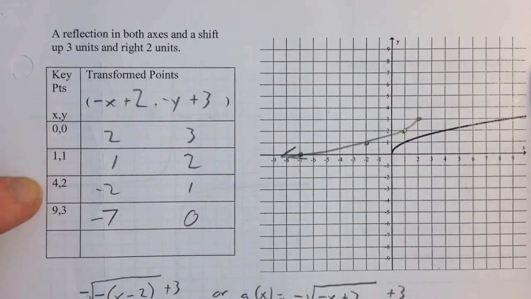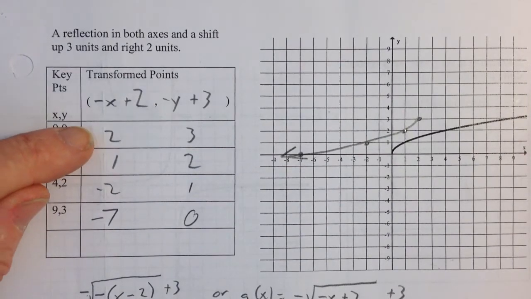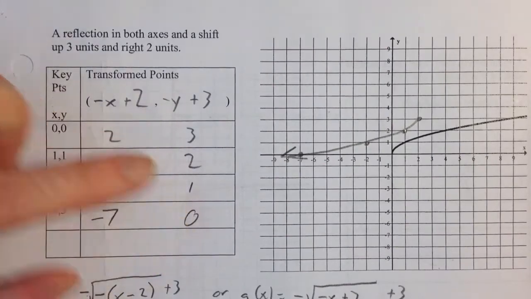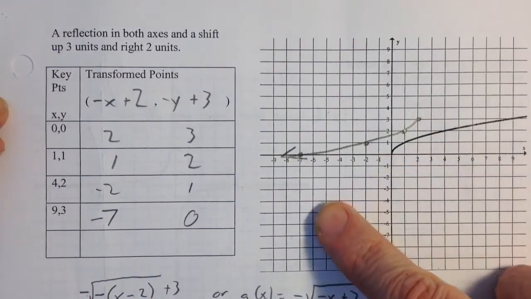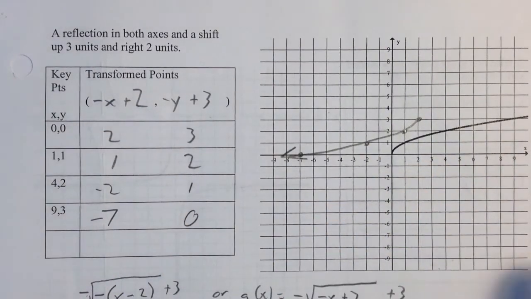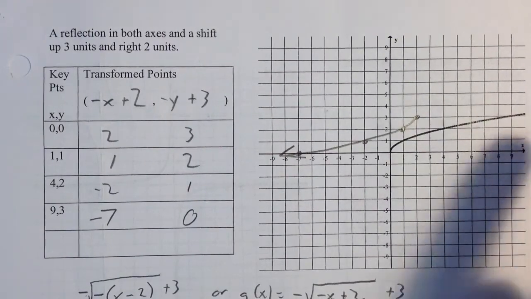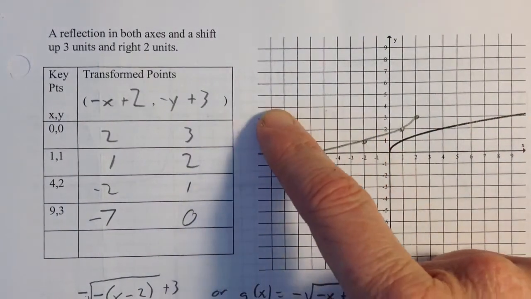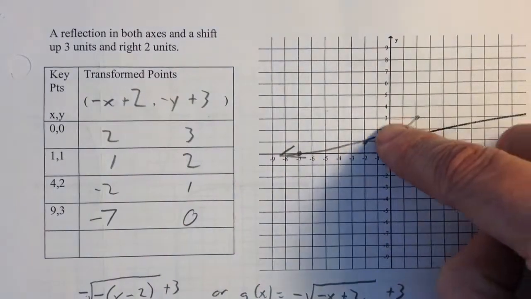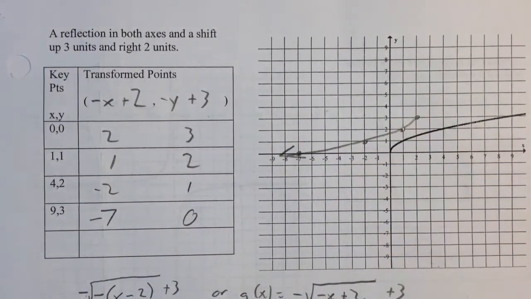So here are my square root function key points. I apply the mappings to those two, sketch them, so it has been reflected this way, which would make it like that, and it's been reflected this way, which would make it like that. And then the shift happens.